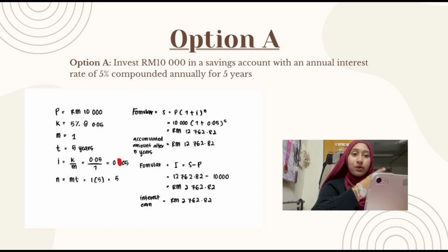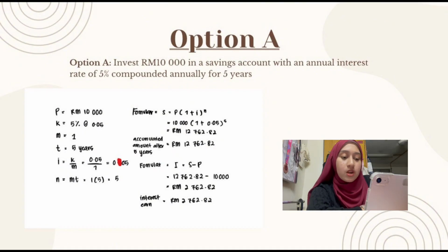Alright, next, I would like to share with you guys how we actually solve the question for option A. Option A is to invest 10,000 ringgit in a savings account with an annual interest rate of 5% compounded annually for 5 years. First, we have to bring out every piece of information given in the question. First, invest 10,000 ringgit. So that is our P. P is our old principal, which is 10,000 ringgit.